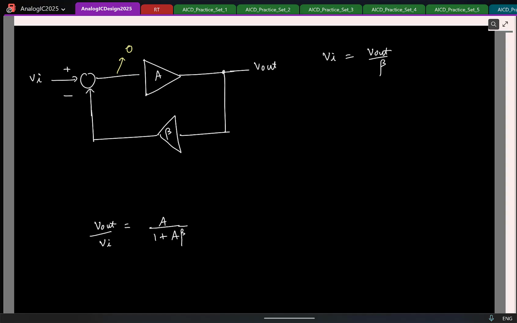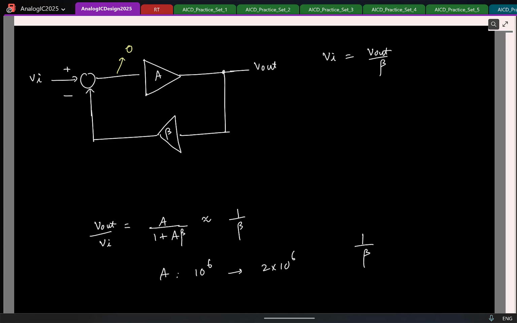So remember, the main reason for using negative feedback is to make sure that you get an accurately controlled output quantity, right? As long as your gain A is really large, you know this is approximately 1 by beta. It doesn't matter if my gain A changes from a million to 2 million. My closed loop gain is going to be almost the same, 1 by beta. So the main motivation is to make sure that we are able to get something at the output which is precisely controlled.